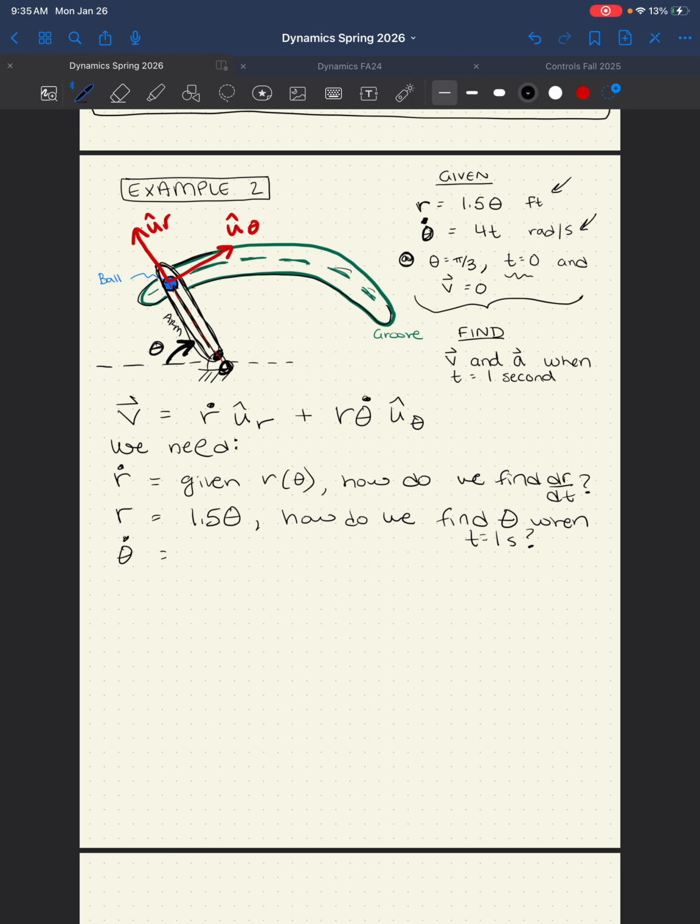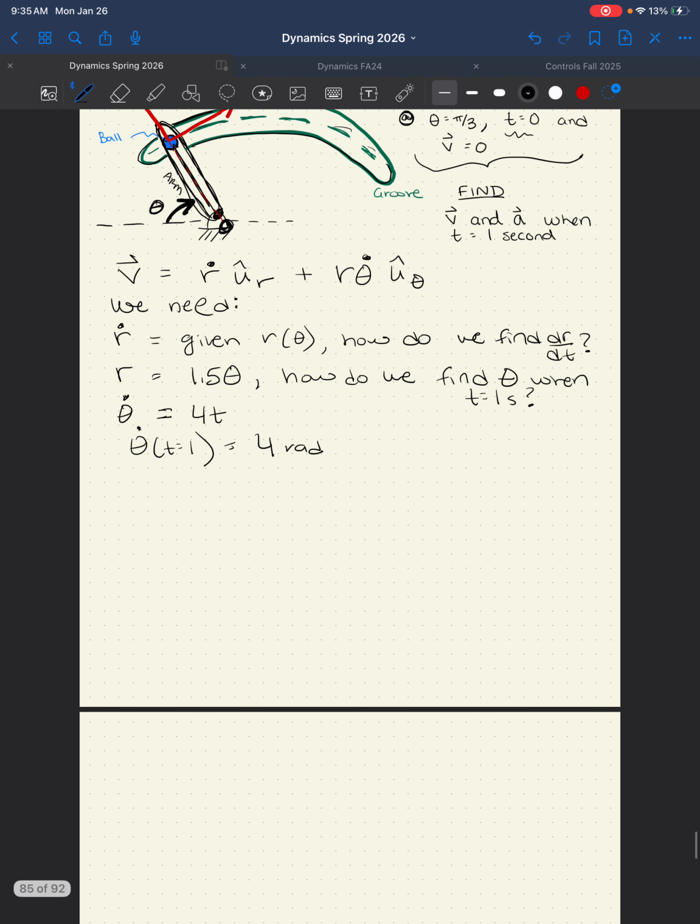Theta dot here is probably the easiest one to deal with because we can just take it from the problem. Theta dot is equal to 4t, so theta dot at t equals 1 second is just 4 radians per second. Okay, so now let's look even closer at each of these quantities. So first I'm going to say let's try to hunt down r dot. So we're going to have to do our chain rule.